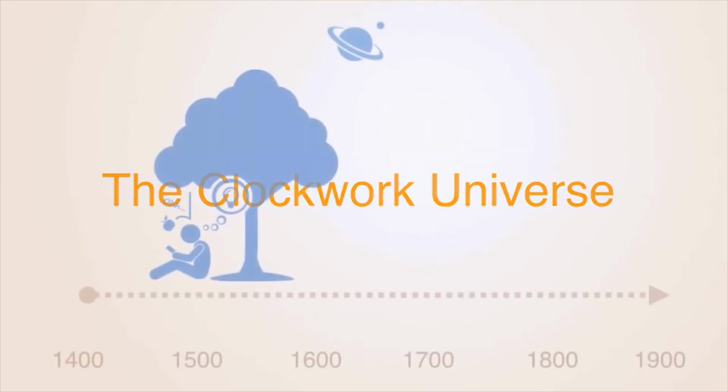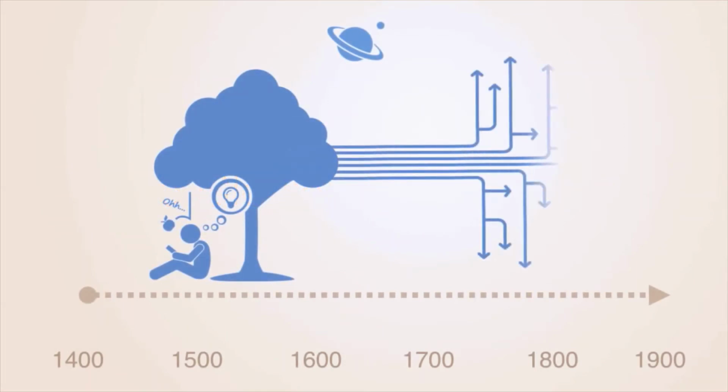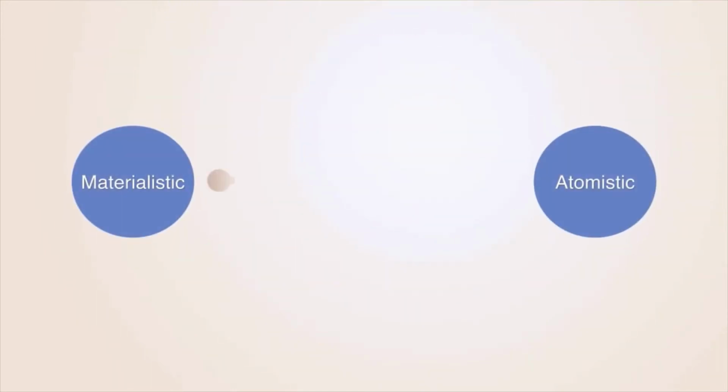Linear systems theory forms the backbone to all of modern science. It is used in every domain, from physics to biology to economics to psychology. The Newtonian paradigm is materialistic and atomistic in nature. It sees the world as a set of isolated objects that interact in a linear cause and effect fashion.